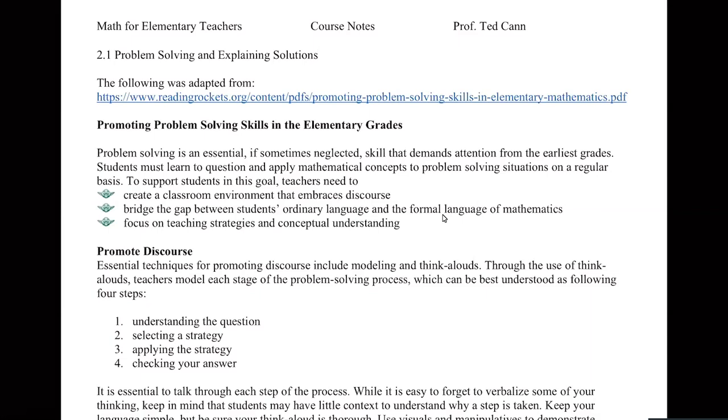Bridge the gap between students' ordinary language and the formal language of mathematics. That's probably the most important one, if there is a most important one, out of this list.